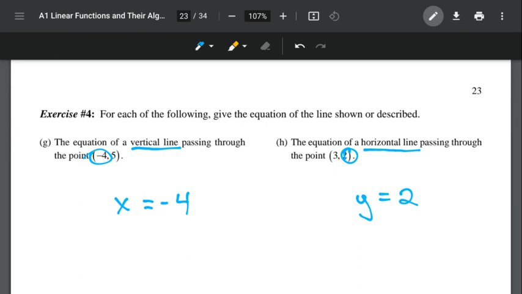Now your graphing calculator can graph horizontal lines. It cannot graph vertical lines. That's supposed to be a not. Because the vertical line fails the vertical line test, it's not a function.